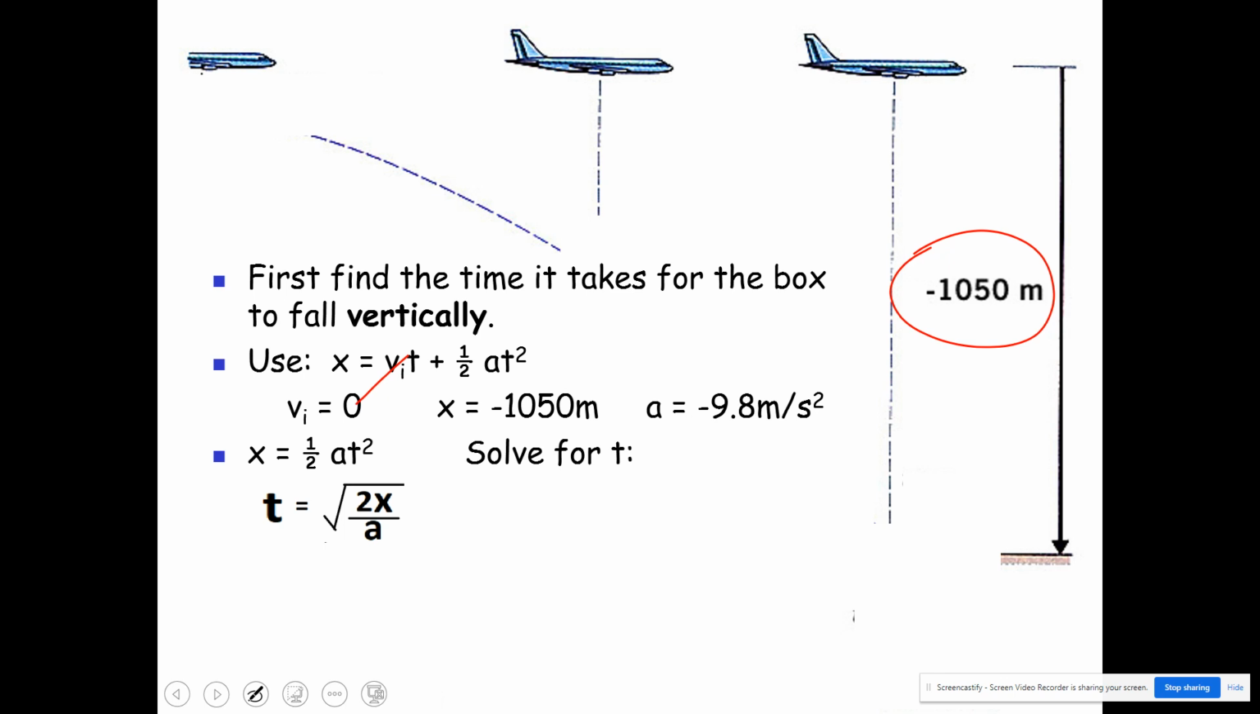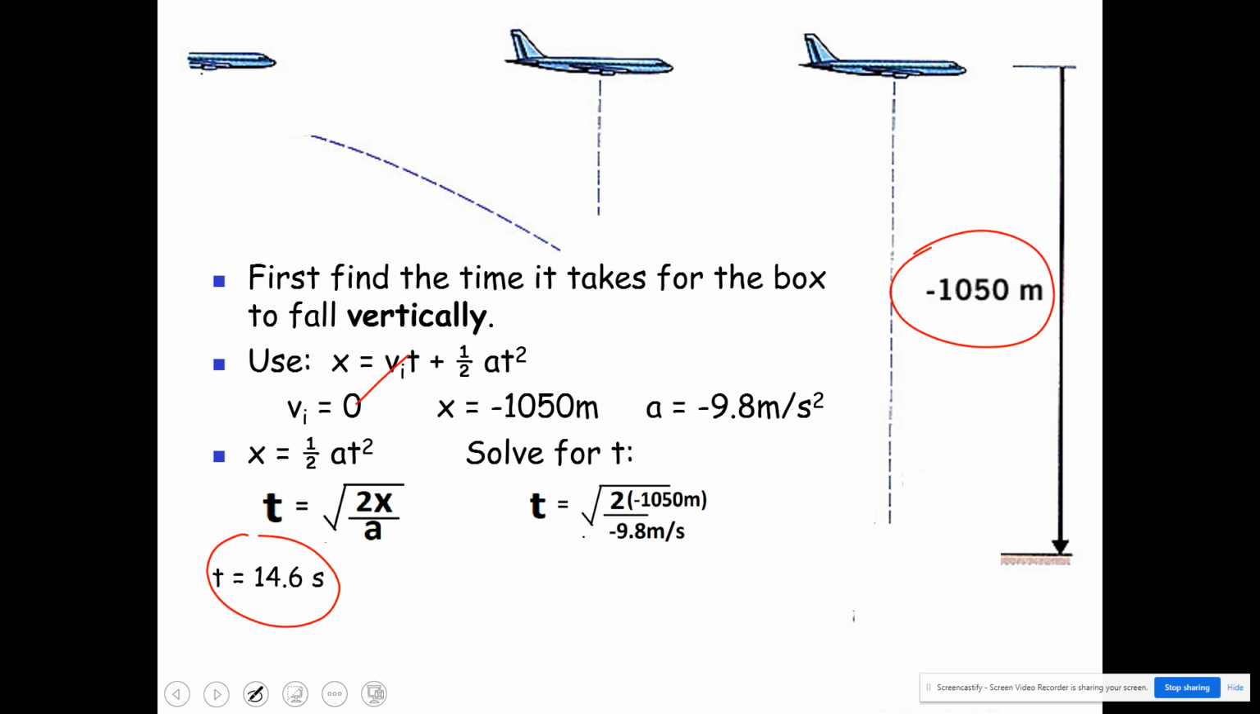Okay. Plug those numbers in. 1050 meters for the top, x, and 9.8 meters per second squared for the bottom, a, just like that. And you should get 14.6 seconds. That's how long it takes to fall. So if the plane wasn't moving at all and they just dropped the box out of the window, suspended in the air, it would take 14.6 seconds to fall to the ground.